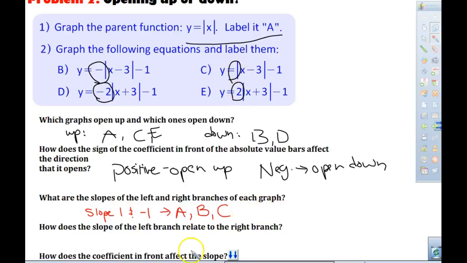Okay. If we are looking at slopes of 2 and -2, which graphs should be steeper? 2 and -2. Should be D and E.